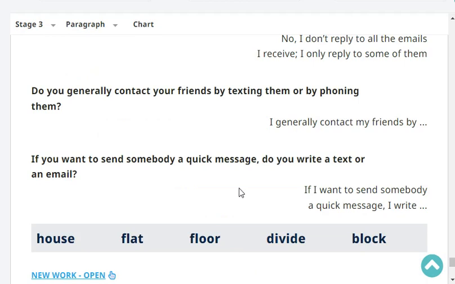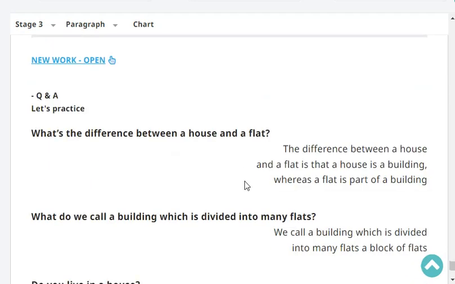If you want to send somebody a quick message, do you write a text or an email, which is quicker? If I want to send somebody a quick message, I write a text. Very good. Okay.